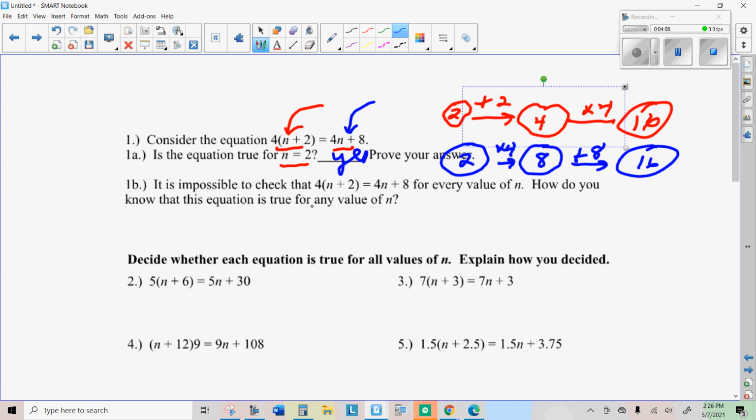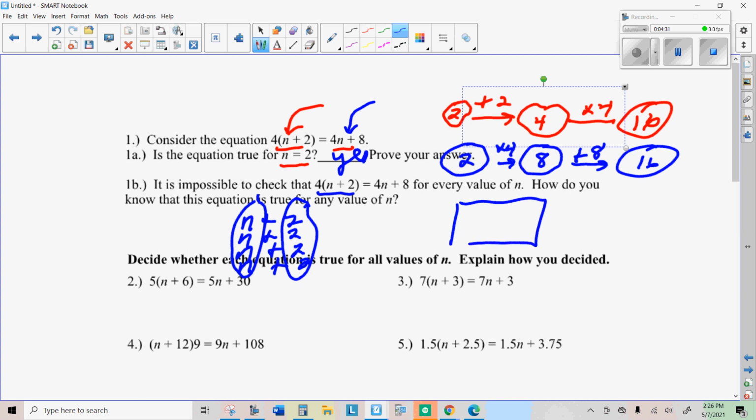Okay? Now, to show that it works for every value of n, all you have to do is expand it and show that you get the same thing. So one way to do it was, add n plus 2 up 4 times, draw a diagram like this to show that you have 8 there and 4n there. The other way is to use a diagram like this, or the distributive property to show that you get 4n plus 8 when you expand it.